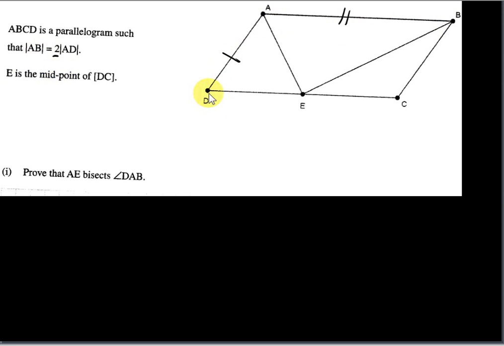E is the midpoint of DC. Prove that the line AE bisects angle DAB. Well, here's angle DAB. So DA is one arm of the angle and AB is the other arm of the angle. And the corner of the angle is the letter in the middle of these 3 letters here, using this notation.